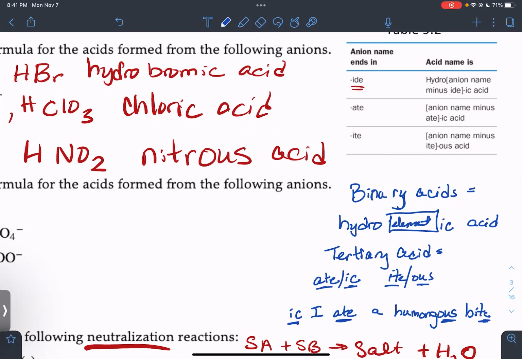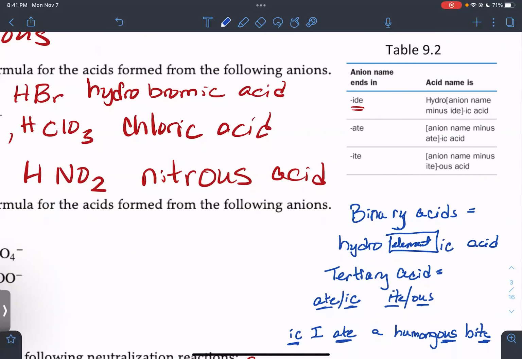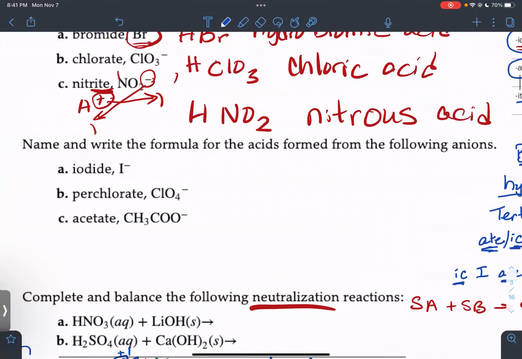All right, so if you look at the rules, and this comes from a table here, if you have something that ends in ATE, to name the acid, you're going to give the anion name minus ATE, and instead you're going to put IC. So ATE swaps for IC. If it ends in ITE, it's going to end in OUS. If it's from the periodic table, that tells you it's a binary acid, and you're going to put hydro-ic acid. Okay, so let's look at some examples.